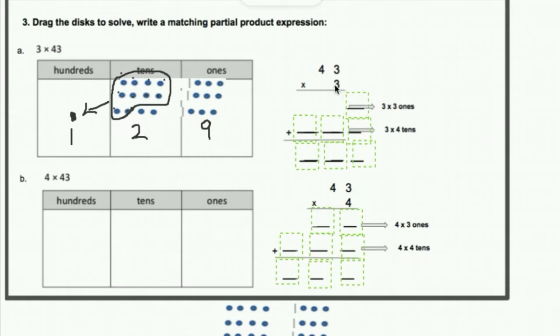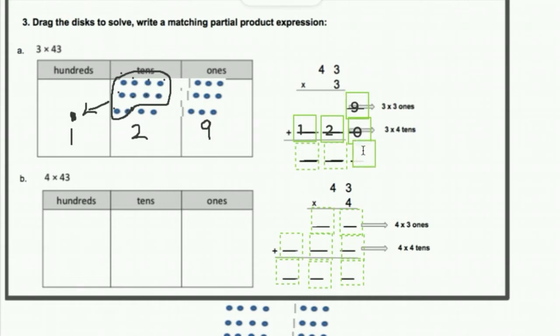Now let's go ahead and do the same problem, this time using our partial product. Still starting in our ones, I have 3 times 3 ones, because I'm making 3 groups of 3 ones. What's my product? Good. 9 ones, or just 9. And now I'm in the tens place. 3 times 4 tens, or 3 groups of 4 tens. How many tens would I have? Good. 12 tens, or how would I write 12 tens in standard form? Good. 120.